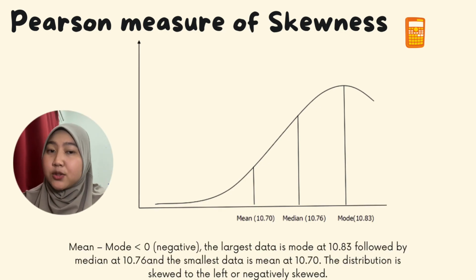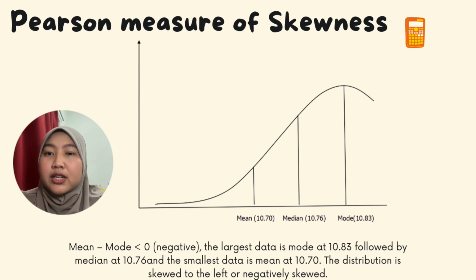So this is the distribution of our PSK of our sample. As you can see, our value for mean minus mode comes to negative 0.13, and the largest data is mode at 10.83, followed by median at 10.76, and the smallest data is mean at 10.7, and the distribution is skewed to the left or negatively skewed.